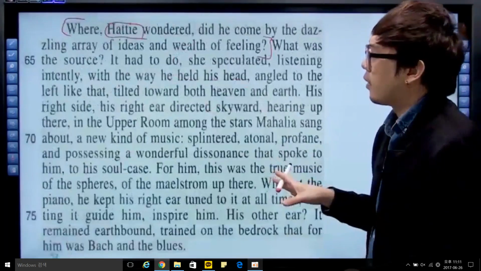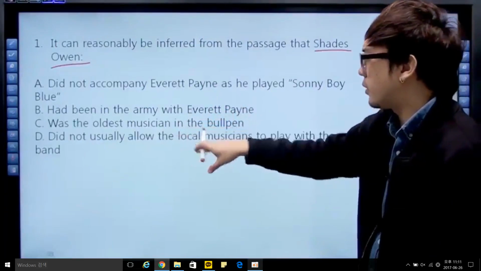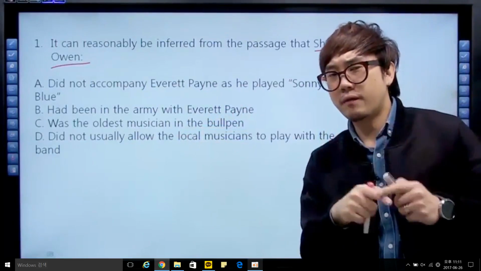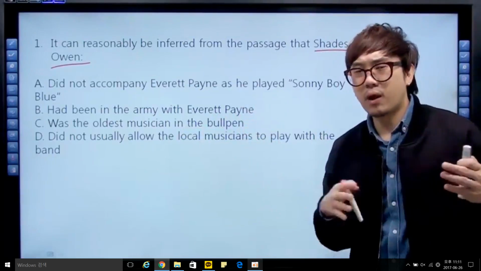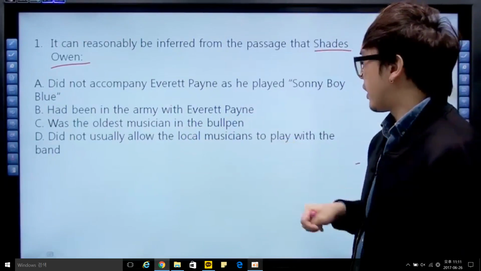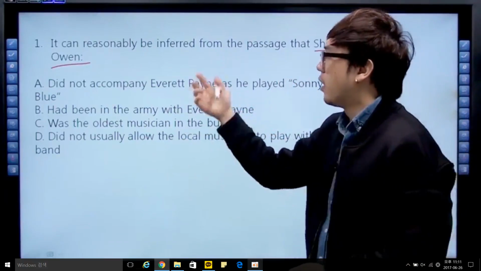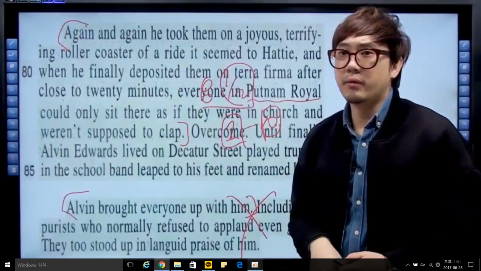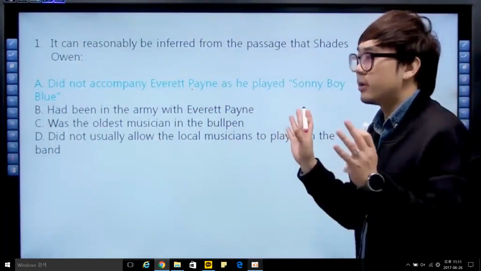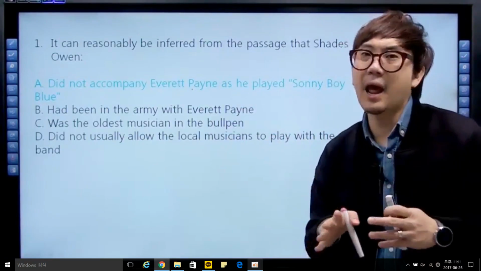I mean, the second one, if you take a look at it, was the oldest musician in the bullpen. Don't know that for sure. I don't think we're talking about how old or how whatever, and did not usually allow the local musician to play with the band. He was the local musician. So therefore, the only answer should be A, right? That's the answer. Remember, people, it took you like a minute and a half almost, all right?